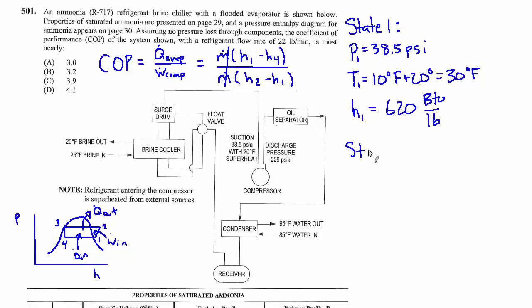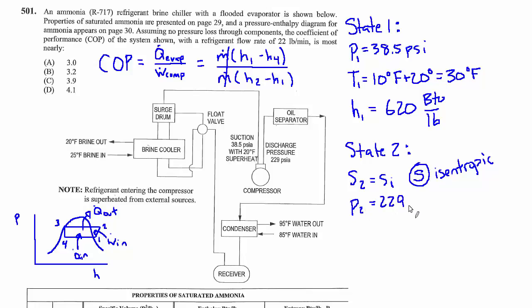Okay, now we can jump to state 2. For state 2, we know that it gets there by the compression process, which is isentropic. So we can say S2 equals S1, because it's constant S, isentropic. And we also know it's now at the high pressure condition, which we were given as 229, so P2 equals 229 psi. And I actually don't care what the entropy is.